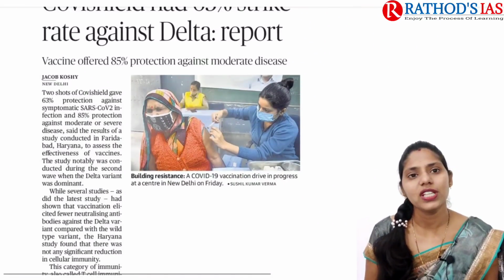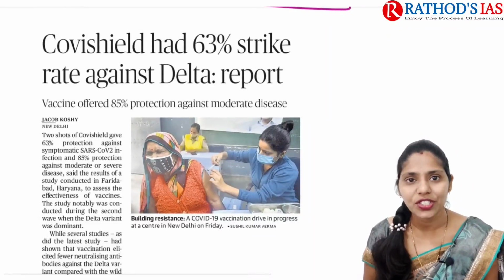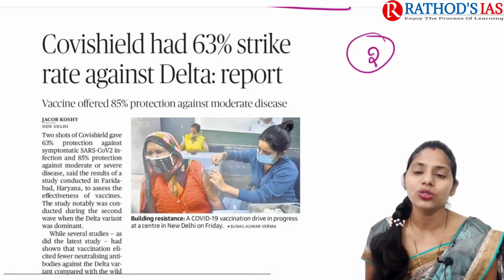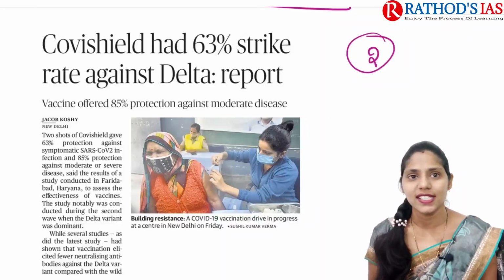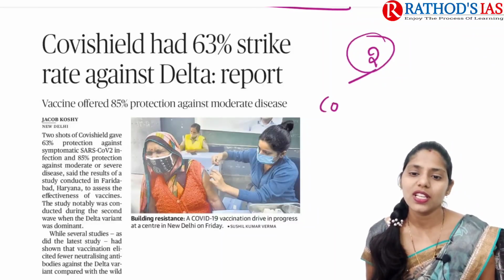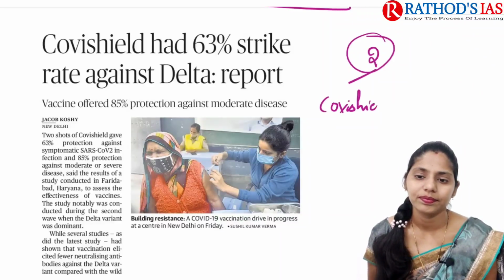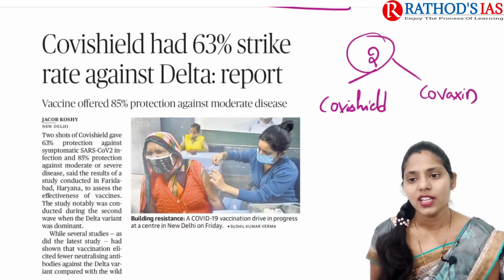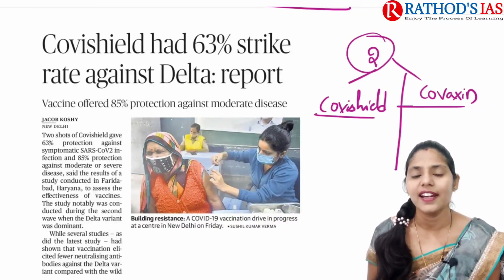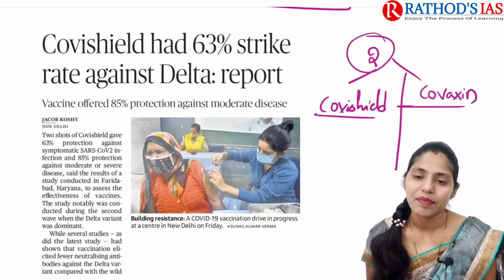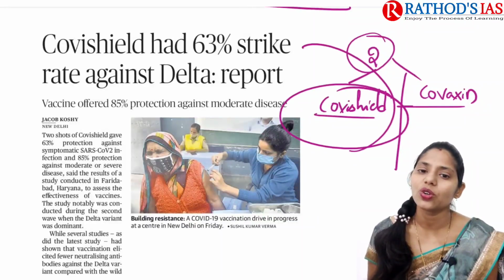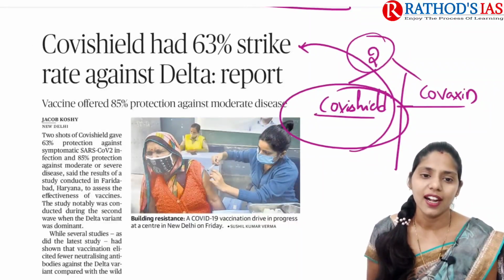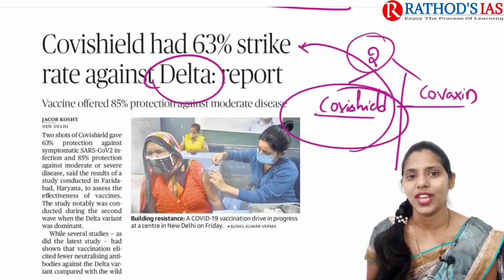Now let us try to see the next topic. It is about Covishield. Actually in India we have two COVID-19 vaccine candidates. The first one is Covishield. The second one is Covaxin. These are the two vaccine candidates present in India. This article is talking about Covishield's effectiveness regarding the Delta variant.